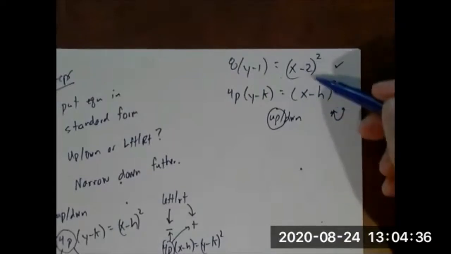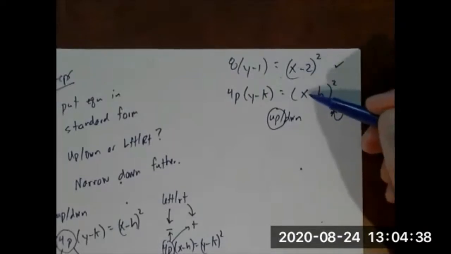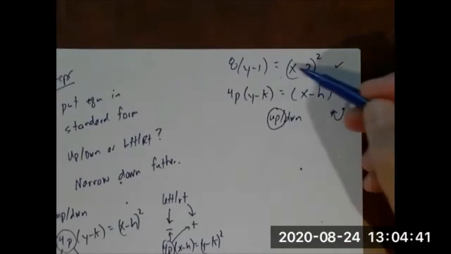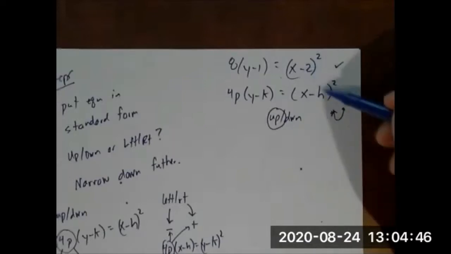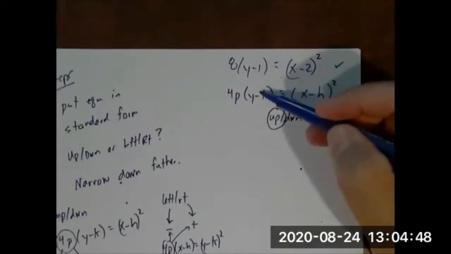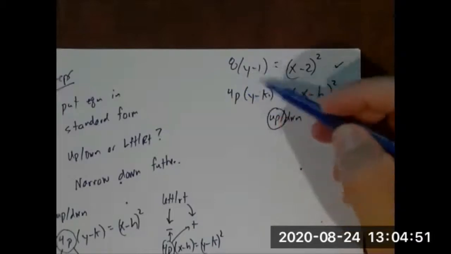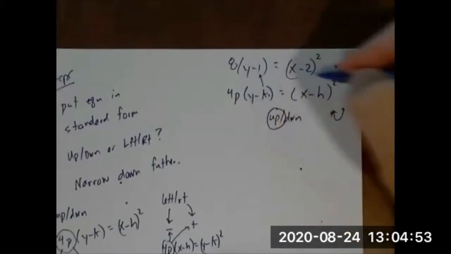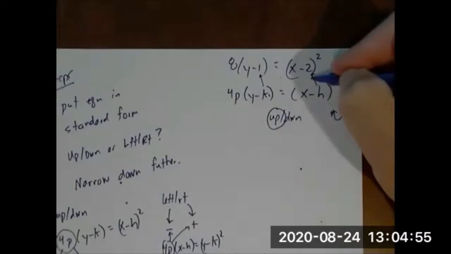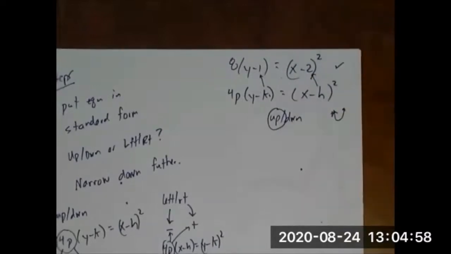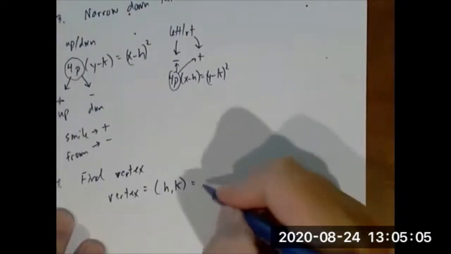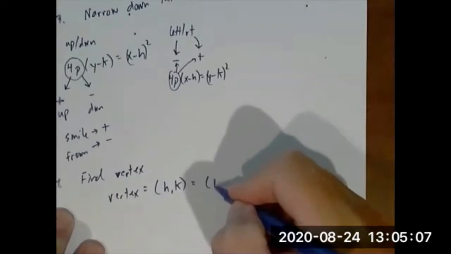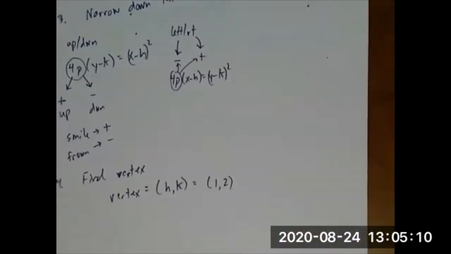So hopefully when you look at this, it's pretty obvious to tell, right? Standard equation is x minus h, and we have x minus 2. So what is h? Obviously h should be 2, and over here y minus k and y minus 1. Obviously k should be 1, and h should be 2. So right away, fairly easily, I was able to determine the vertex is (2, 1).